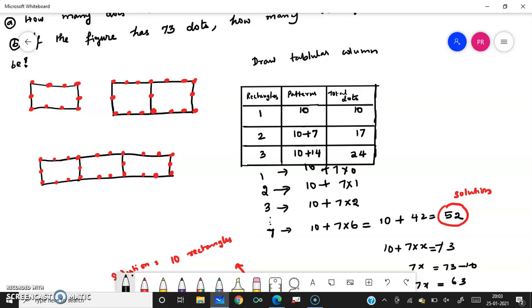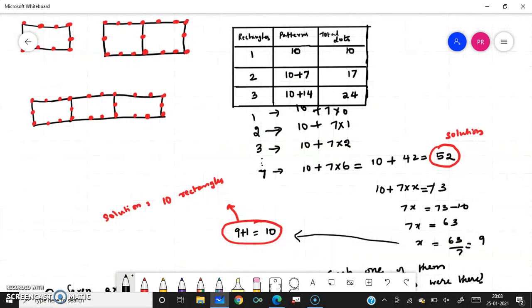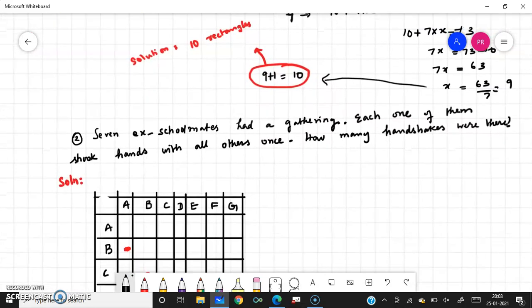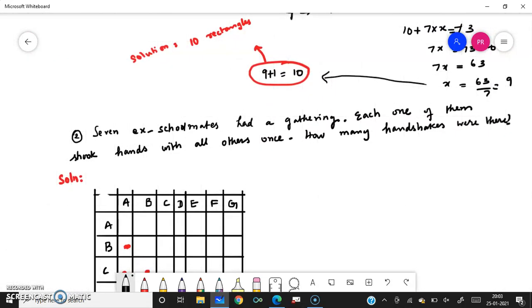Second question asked here is, if there are 73 dots, that is very simple. You write 10 plus 7x equal to 73. 7x is 73 minus 10. 7x is 63. x is 63 by 7, that is 9. So you have to add 1 to that. 9 plus 1, 10. So there will be 10 rectangles. Now you go to the second question.